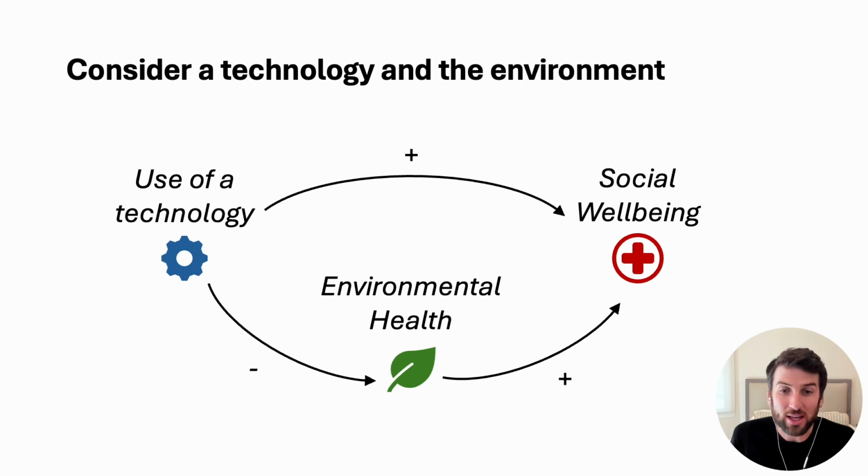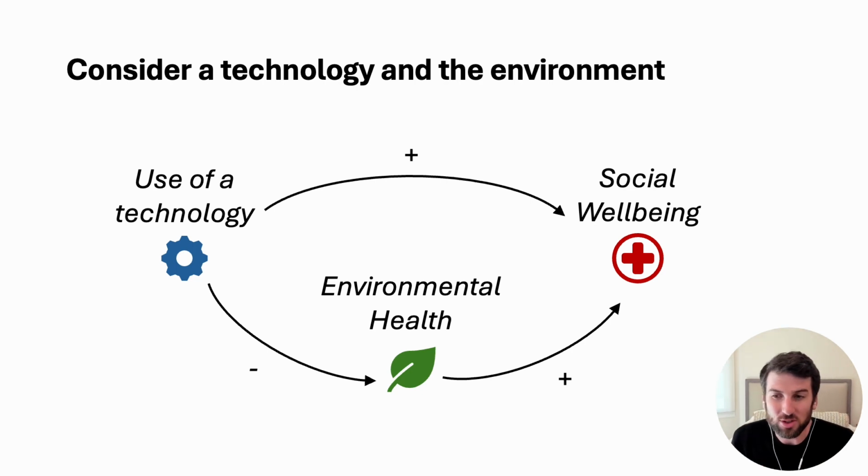But if you decrease the use of the technology, then the environmental health will increase, and that would promote more social well-being. So that negative arrow means that they're inversely related versus the plus arrow, directly related. So you can see here there's a trade-off. You use the technology, it directly increases social well-being, but it has an inverse effect on environmental health, and that reduces social well-being. So you can see here that there are trade-offs.